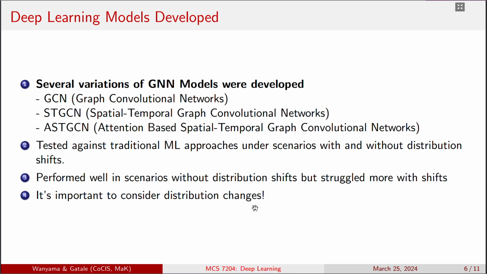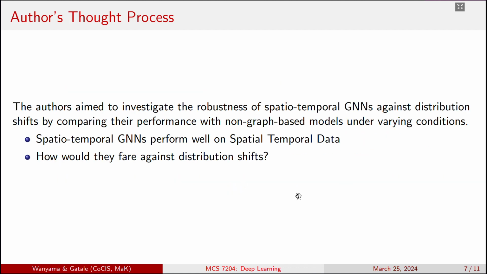The authors looked at several variations of the GNN models that were developed. One was the graph convolution networks, then the spatial temporal graph convolution networks, and the attention-based spatial temporal graph convolution networks. These performed well in scenarios without distribution shifts, but struggled more with shifts. Picking the authors' minds, the authors thought the spatial temporal GNNs perform well on spatial temporal data, but they also asked questions like how do they fare against distribution shifts?